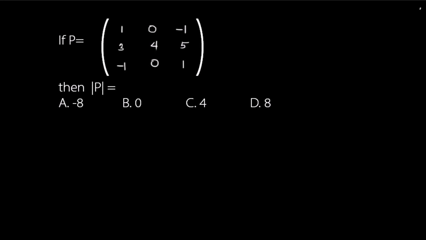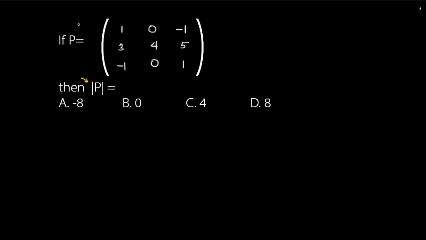Now for the question here, it says that if P is a matrix that has as its first row 1, 0, -1, the second row 3, 4, 5, and the last row -1, 0, 1, then we are told to find the determinant of P. So you note that the symbol you have here connotes the determinant of the matrix P. Now how do you find the determinant of the matrix P?